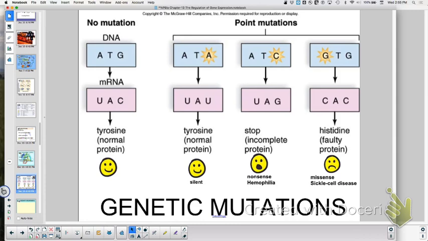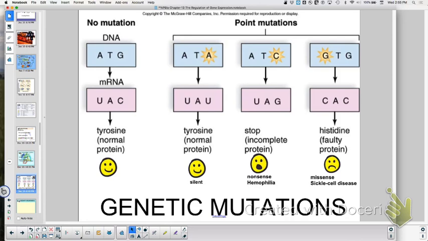Okay? A nonsense mutation is when you get a stop codon. There is 1 start codon and 3 stop codons, and if all of a sudden you have a point mutation which causes a normal codon to become a stop codon, then you're not going to complete your chain of amino acids. An example of that is hemophilia. Remember, hemophilia is when you're missing a clotting factor. There are multiple clotting factors. You just need to miss one of them, and then it interrupts your ability to make a blood clot because you just don't have that one protein.